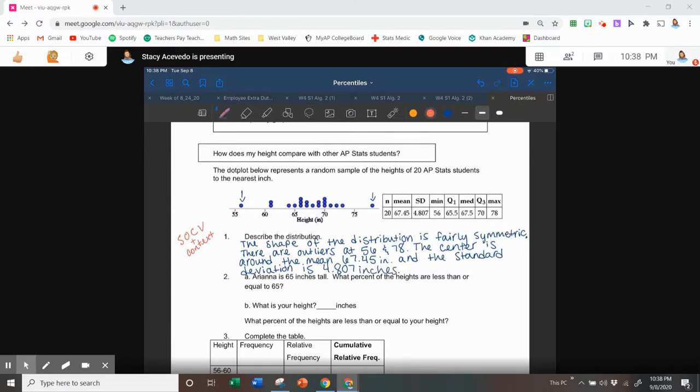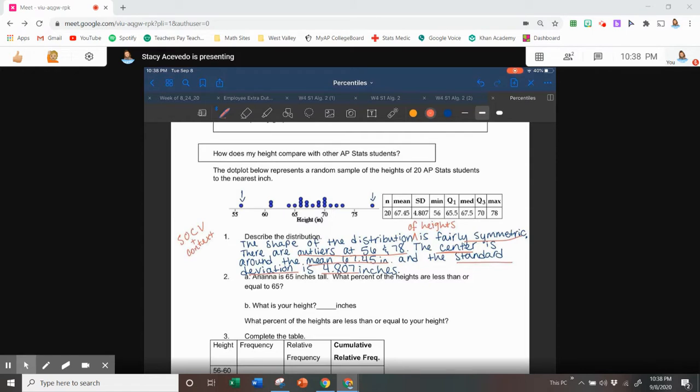So the shape of the distribution of heights is fairly symmetric. There are outliers at 56 and 78. The center is the mean of 67.45 inches, and the standard deviation is 4.807.